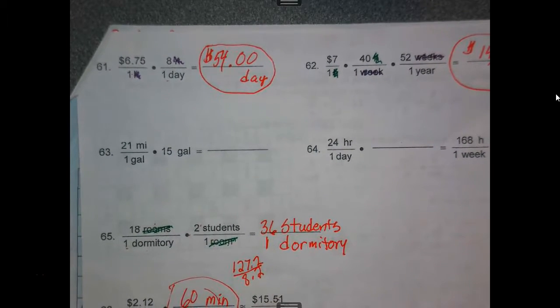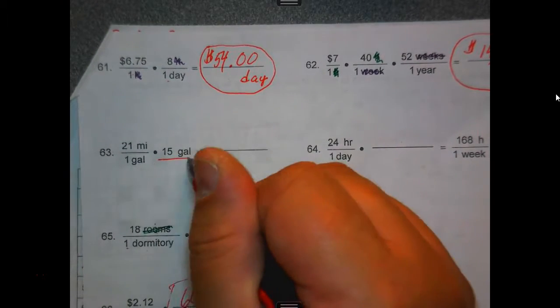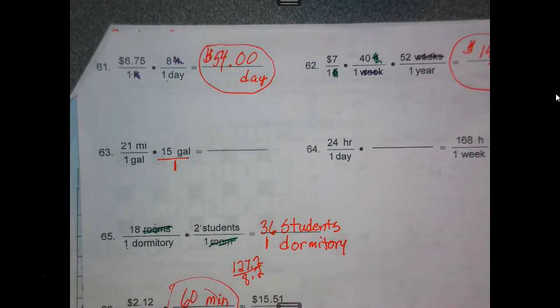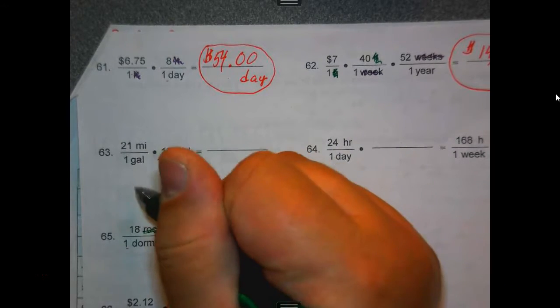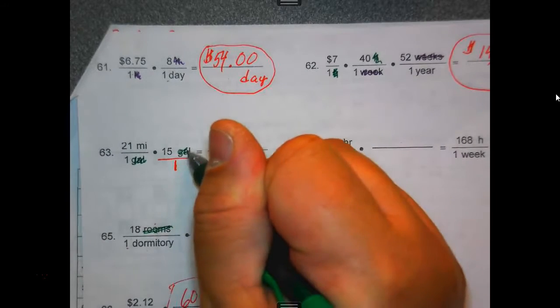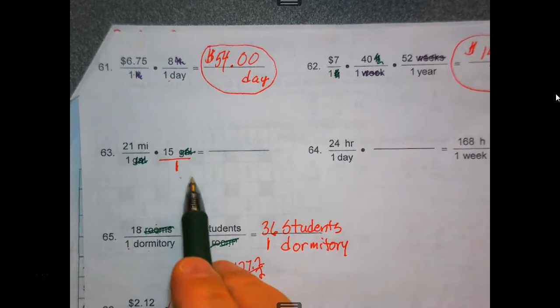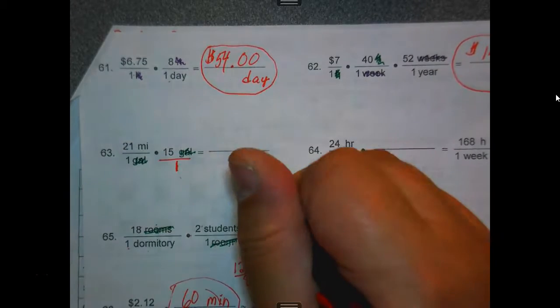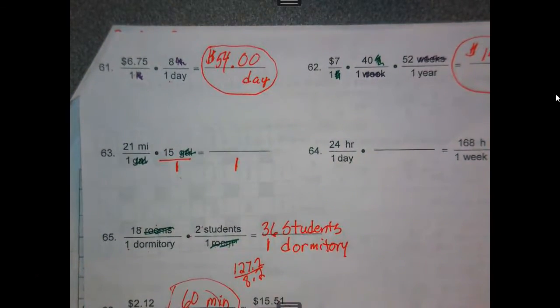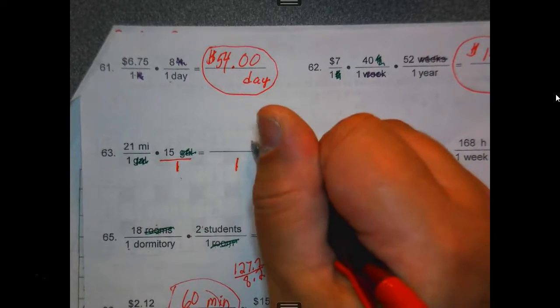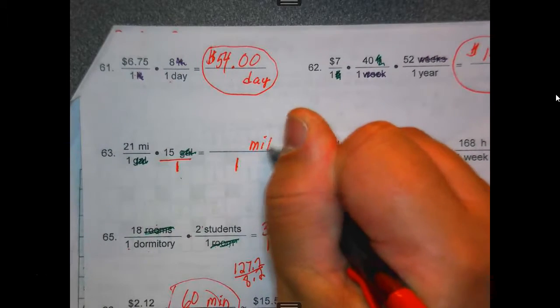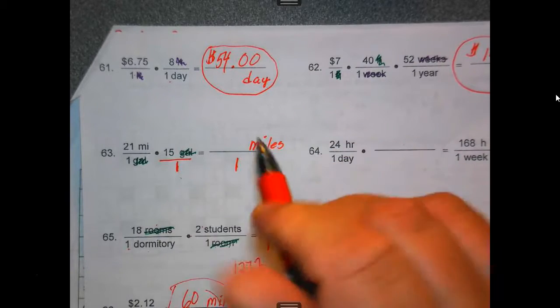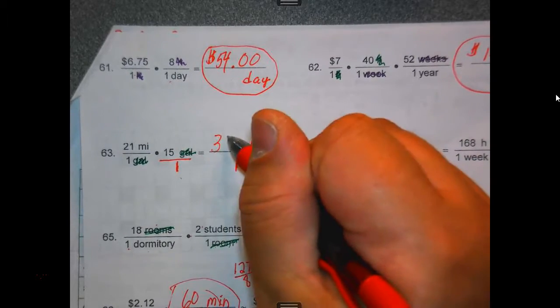Okay, number 63. I have a whole number, so I'm going to put that over 1. See, we can cancel out gallons. And I got a 1 on the bottom. So I have to put something on the bottom here. So I'm going to put my 1. Going to have miles. What'd you get? 315 miles.